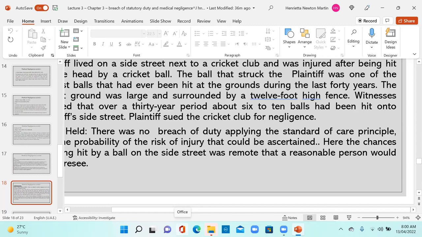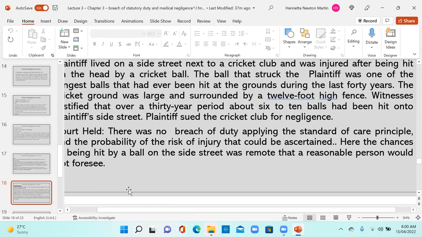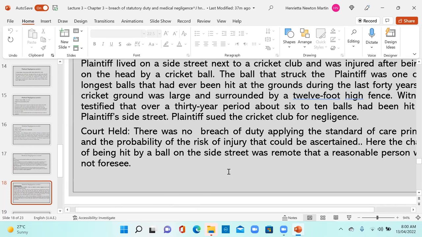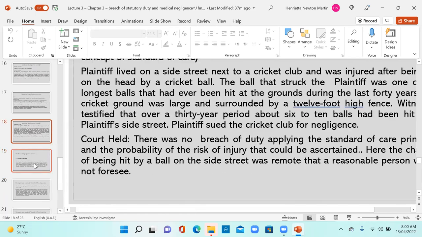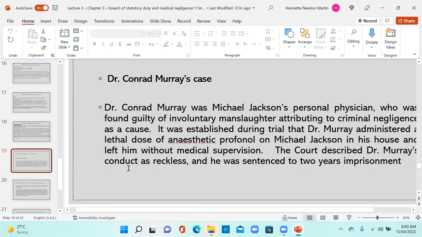So to understand the probability of the risk of injury, the standard of care principle is applied: whether the expected normal prudent standard of care was applied, and what the relationship is between the injury and the probability of the risk of injury. Here, the chance of being hit by a ball on the side street was remote, quite rare, and a reasonable person would not foresee it. Are you understanding? This is what was held in this case, and it is an example for you of the standard of care.